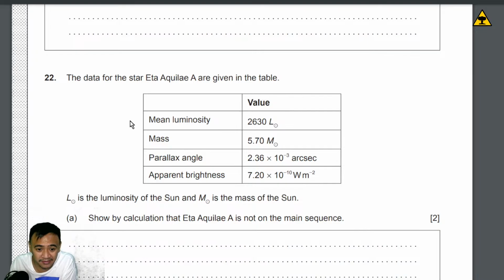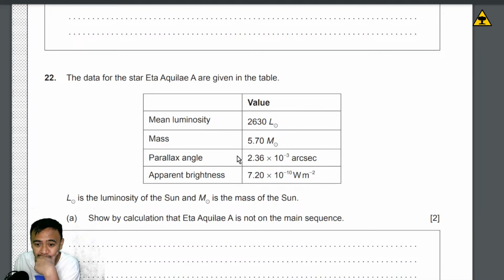Alright, so 22. We have this data given. L0 is the luminosity of the sun, and M0 or M dot is the mass of the sun. Show by calculation that eta Aquilae A is not in the main sequence. Okay, which formula do you use? The first one, I think. Hey, where did I put my formula sheet? Here. Okay. Parallax. We have a parallax angle.